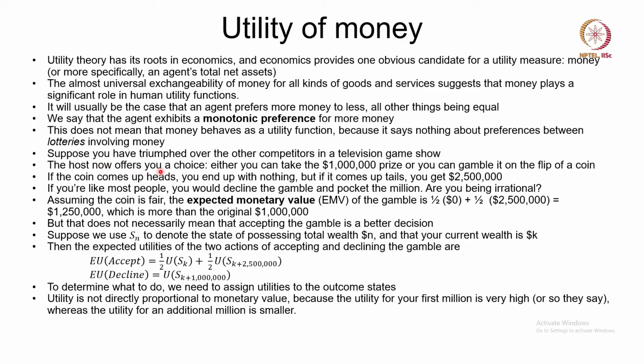Now suppose you're given this choice. Either you take this 10 lakh rupees, according to our Indian way, a 1 million dollar prize, or you flip a coin: if it comes up heads, you end up with nothing, and if it comes up tails, you get $2.5 million. Would you take that up? Most people don't take this up. They just pocket the million. So how do you assess this actually?